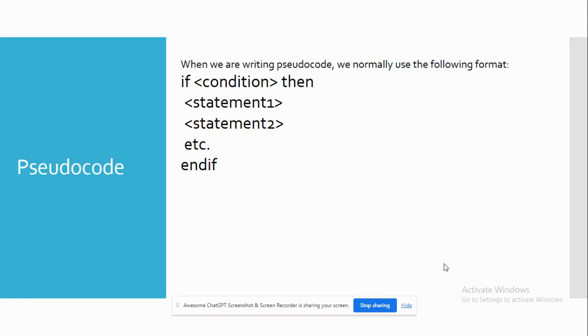For the pseudocode of the if construct, we have if condition, then statement. It could be, as I said, one or more statements. When we are having more statements, we talk about a block of code. So for the pseudocode, this is how we write the pseudocode for the if construct.